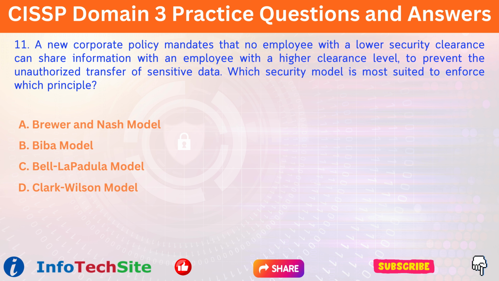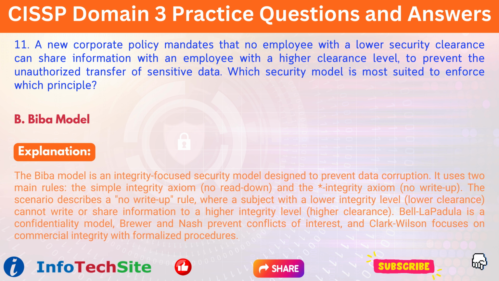11. A new corporate policy mandates that no employee with a lower security clearance can share information with an employee with a higher clearance level, to prevent the unauthorized transfer of sensitive data. Which security model is most suited to enforce which principle? A. Brewer and Nash model. B. Biba model. C. Bell-LaPadula model. D. Clark-Wilson model. The correct answer is B.